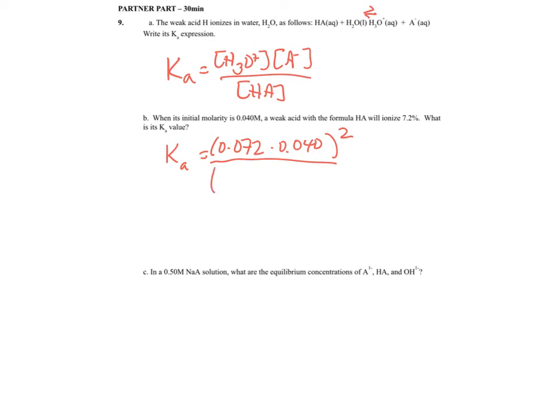And then there's a couple of different ways to do this. One of the ways is 92.8% times 0.040, how much of the original molarity is still there. That's sort of like doing a multiplication version of molarity minus x.